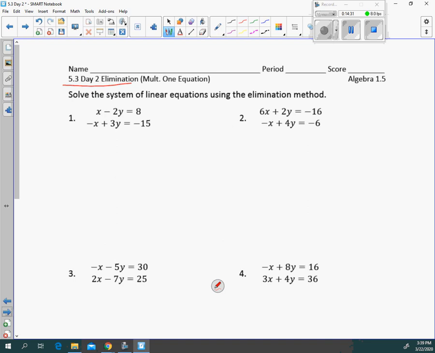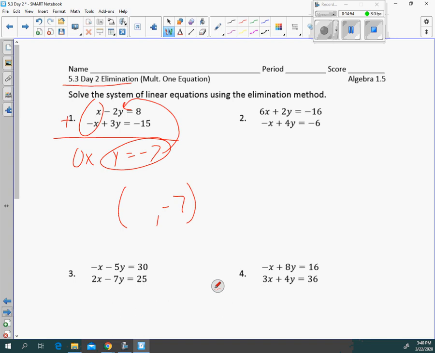Okay? So anyways, you always look, do you have opposites? If I was doing this one, I would say, hey, look, sweet, opposites right there. So I'm just going to add down. I made 0x, right? And plus y equals negative 7. There's my y. Plug it back in for one of those and find what x is, right?